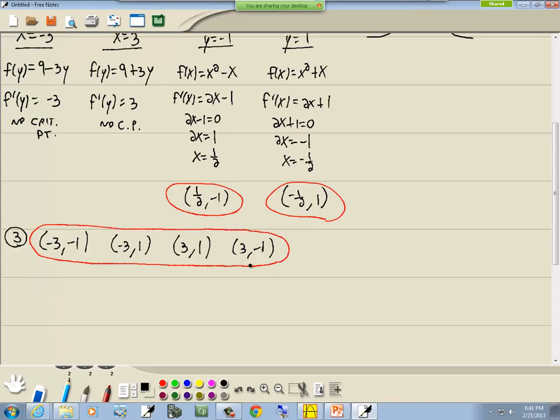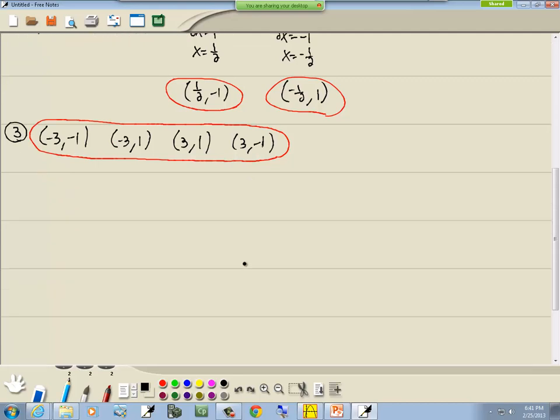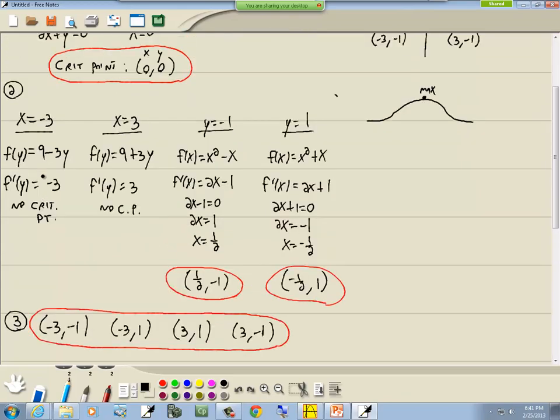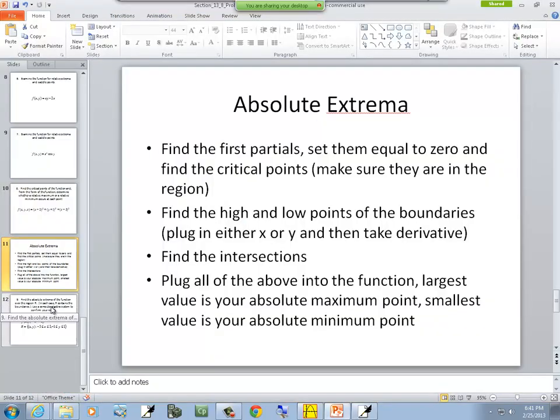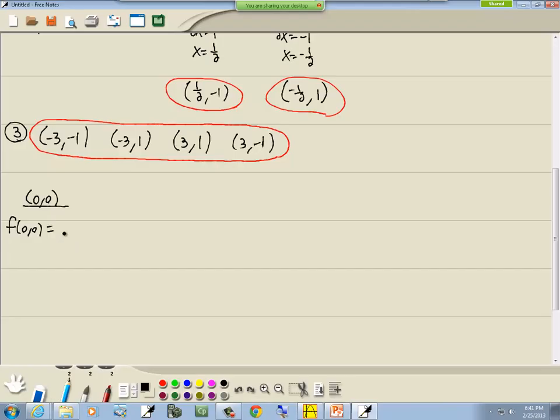Okay. Well, we're going to take all of those now and plug them in and see which ones give our largest and our smallest. What was our critical point? Critical point was 0, 0. Okay, so we want to plug that into our original function. What was our original function? X squared plus xy. So we're going to have 0 squared plus 0 times 0, which gives us 0.